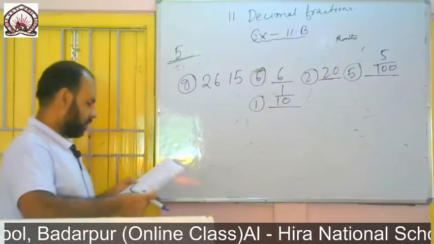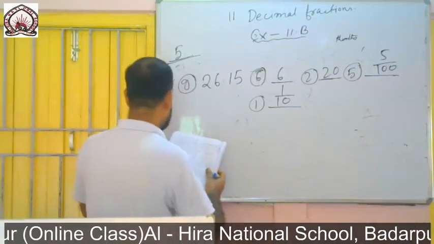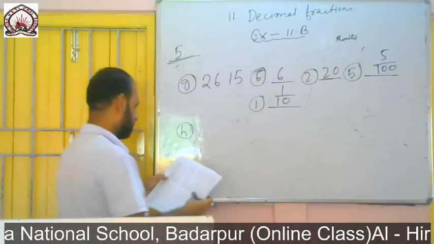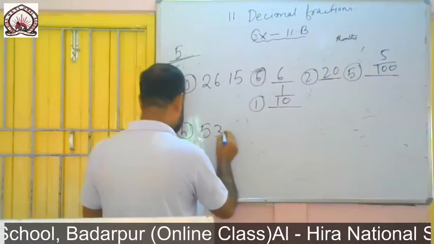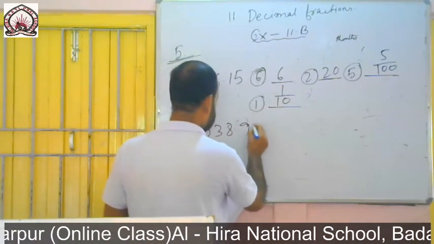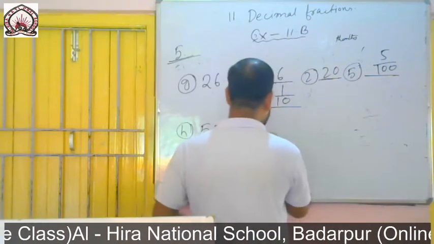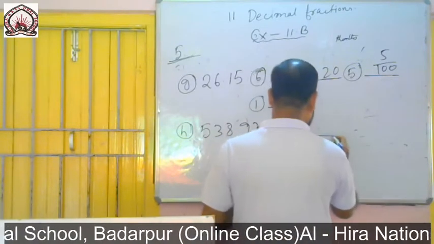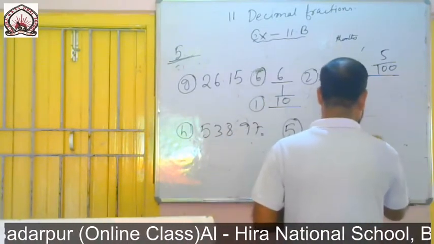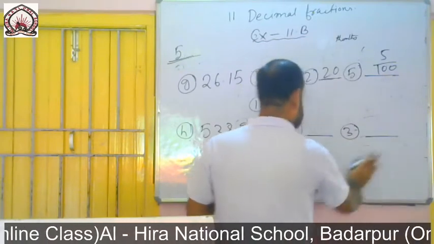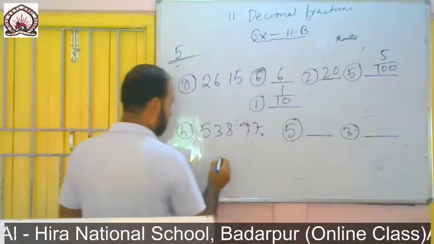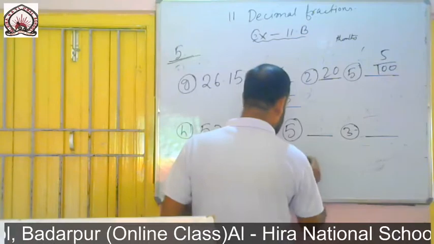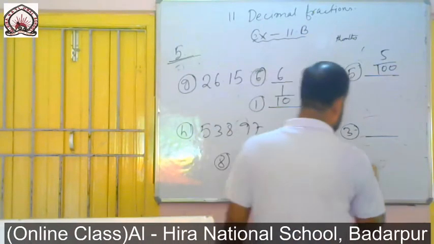Next question number 8. 538.97. We take out the place value of 5, 3, 8, the place value of 8, place value of 9, and place value of 7.